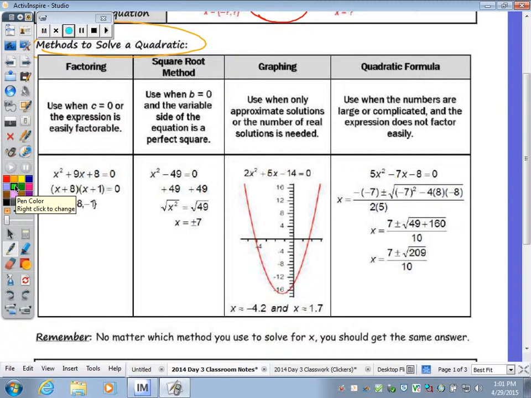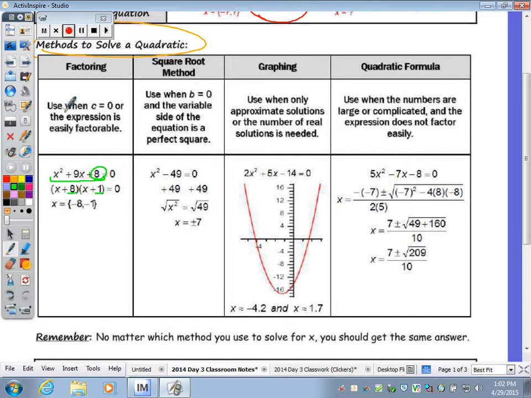should factor. There may be questions, though, where it specifies a method. Solve this equation by factoring, solve this equation by graphing, solve it by quadratic formula, so on and so forth. So if you can factor, factor. Remember the factors of 8 that add to 9. So 8 times 1 is 8, 8 plus 1 is 9, and then you get your solutions.